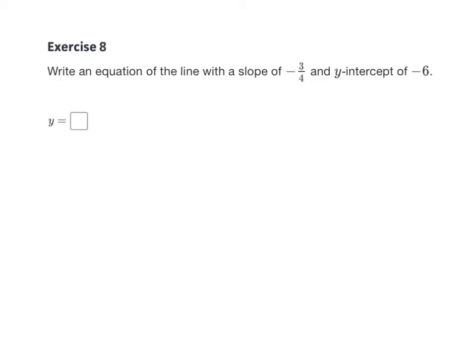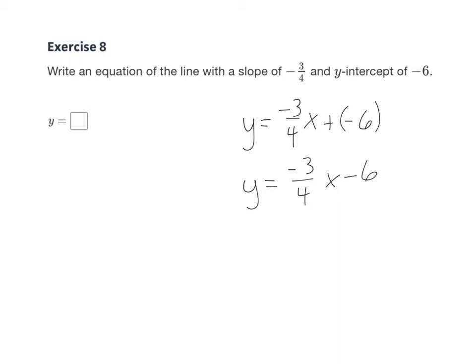Exercise 8 is going to be very similar. We're going to have y equals -3/4 x, that's our slope, and then plus a -6. But remember, adding a -6 is the same as subtracting 6. So this cleaned up would be y equals -3/4 x minus 6.